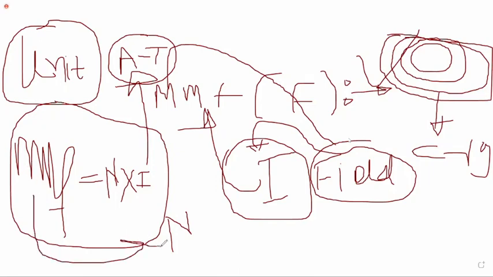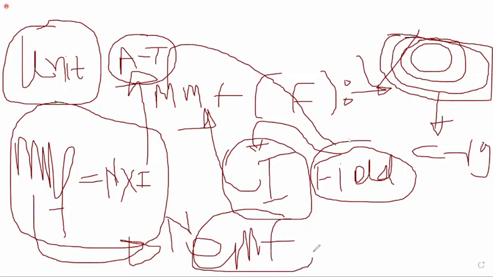And this MMF is similar to EMF because the EMF is responsible for flowing the electrons, or the current, in the electric circuit. So MMF is responsible for flowing the flux or generating the flux in the magnetic circuit. That's why the MMF is similar to EMF. Clear this point?